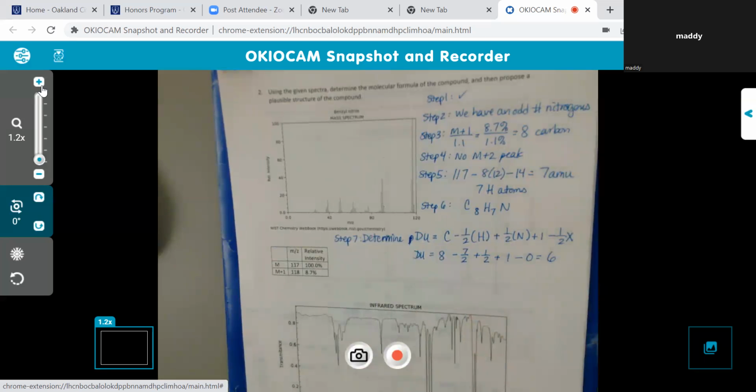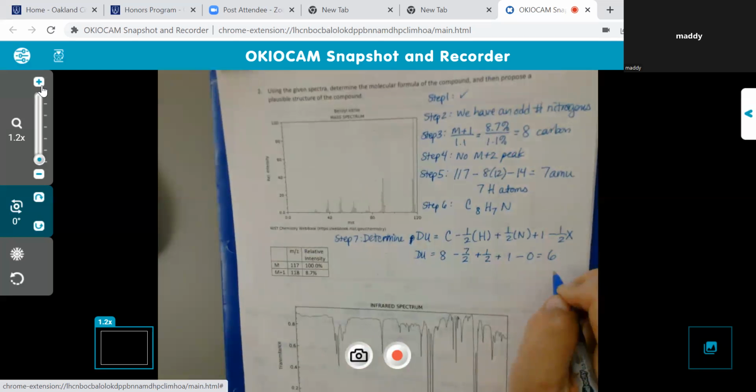Okay, so how many ways can we have a degree of unsaturation of 6? We can have 6 double bonds. We could have 6 pi bonds. We could have 5 pi bonds in a ring, 4 pi bonds in 2 rings, and so on and so forth. Okay, but in some way, we have 6 degrees of unsaturation. That's some combination of pi bonds and rings.